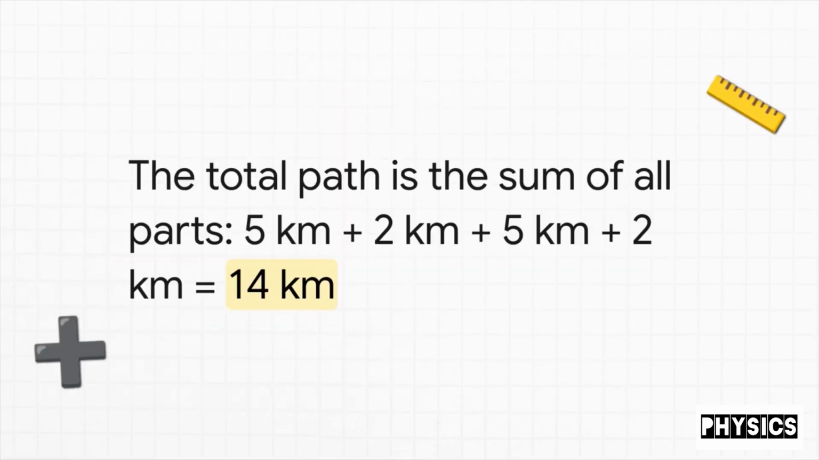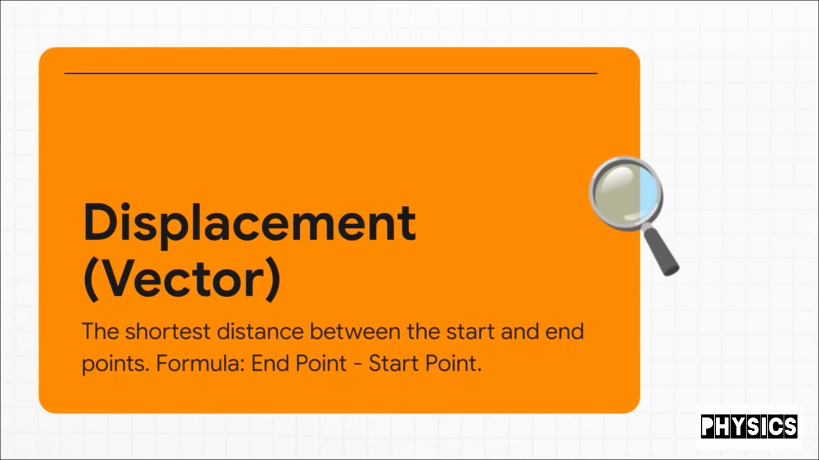So for our journey, the calculation is really straightforward. We just add up all the parts of the trip, 5 kilometers plus 2 plus another 5, and the final 2. That gives us a total distance of 14 kilometers. And there you have it. That's our first correct answer. Simple enough, right? But now let's talk about displacement.